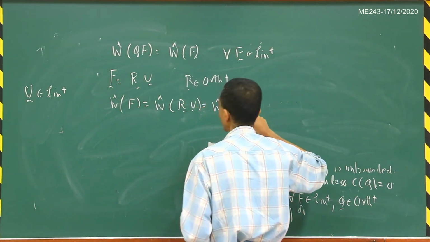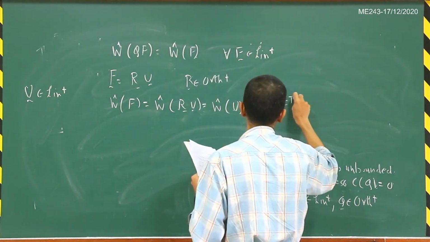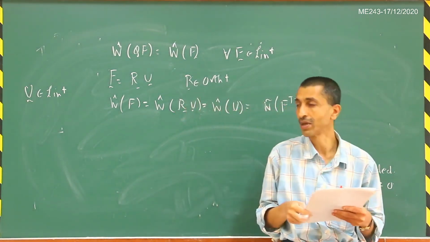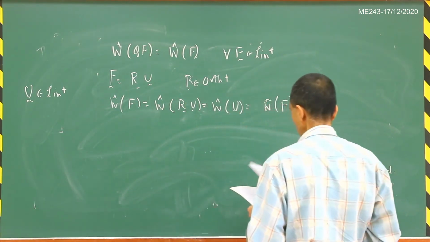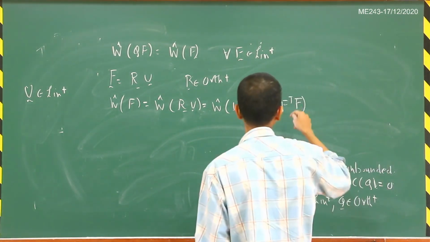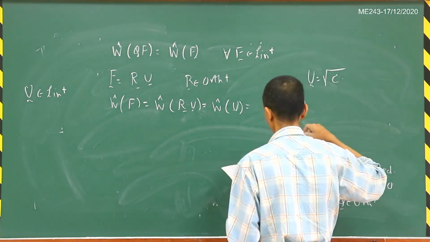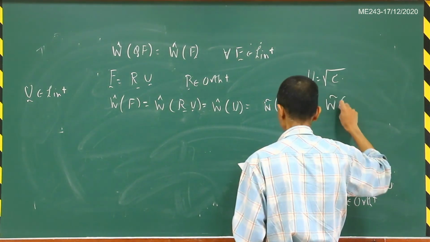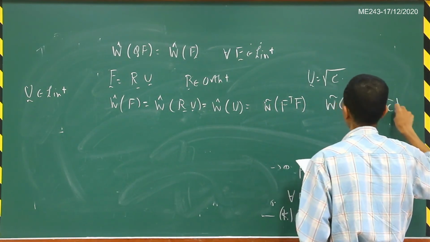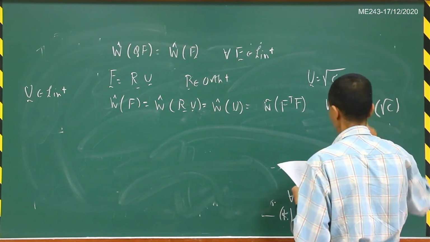So this is equal to w tilde of f transpose f, right? So this is what we get here. And that is because u is the square root of c. So u is equal to the square root of c, and the way I am defining this, w tilde of c is equal to w hat of the square root of c, because u is the square root of c. So I am just defining this function in this particular way here, right?